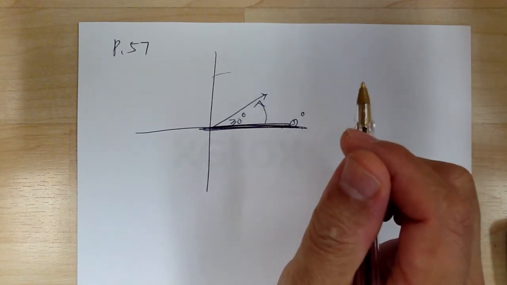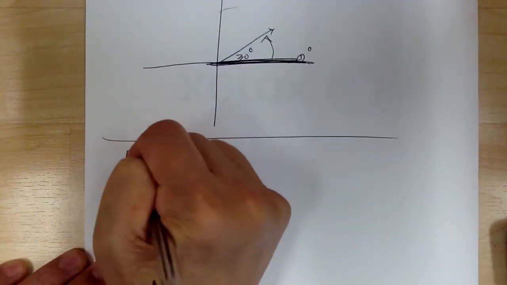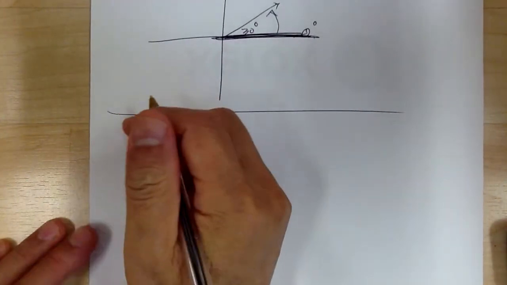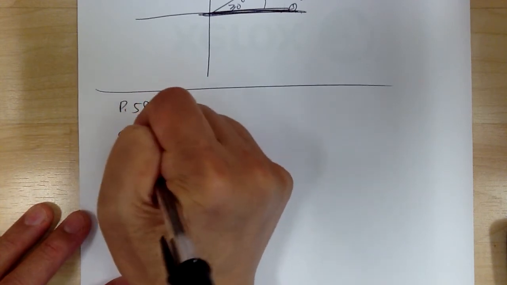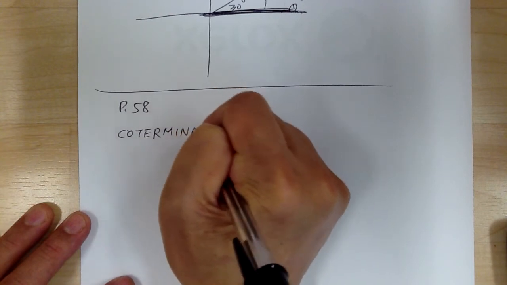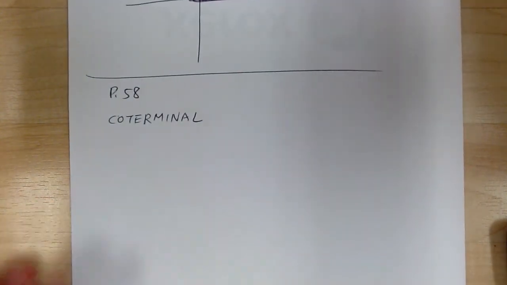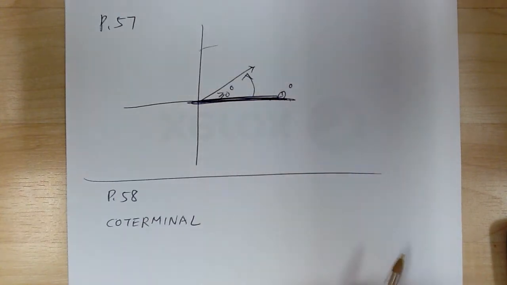Another word you need to know is on page 58, coterminal. Again, we covered this before already, so this is kind of review. Coterminal means two angles that begin at the same place and end at the same place, but may not have the same number. Like this one, for example, you can have another possibility.